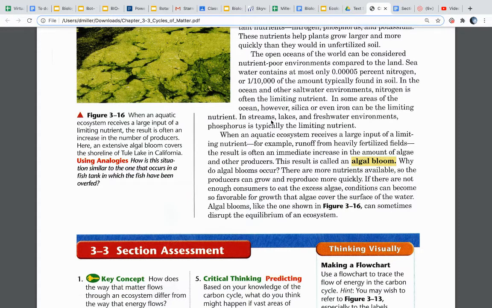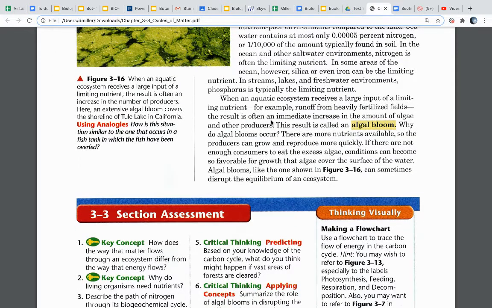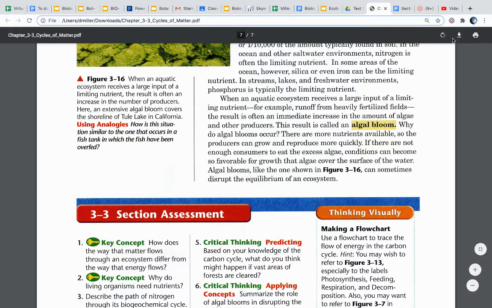Why do algal blooms occur? There are more nutrients available, so the producers can grow and reproduce more quickly. If there are not enough consumers to eat the excess algae, conditions can become so favorable for growth that algae cover the surface of the water. Algal blooms, like the one shown in Figure 3.16, can sometimes disrupt the equilibrium of an ecosystem.